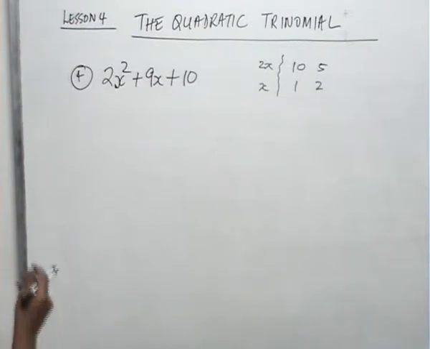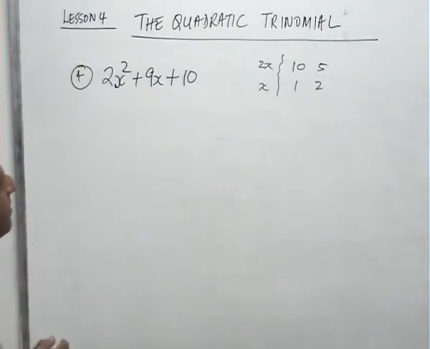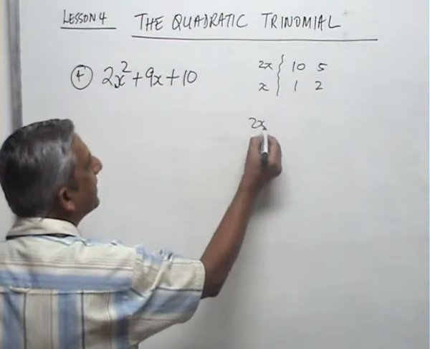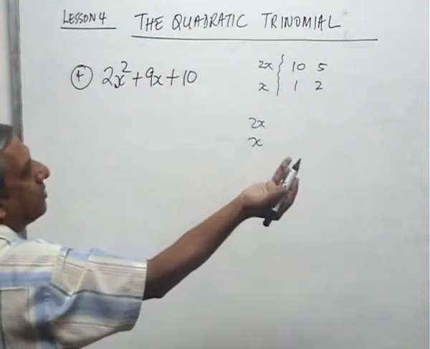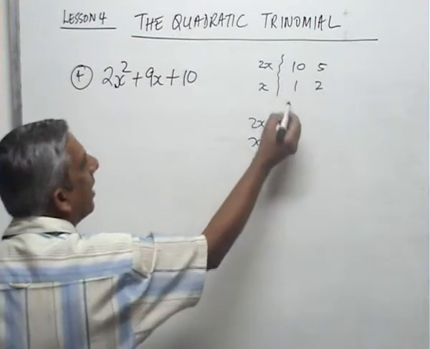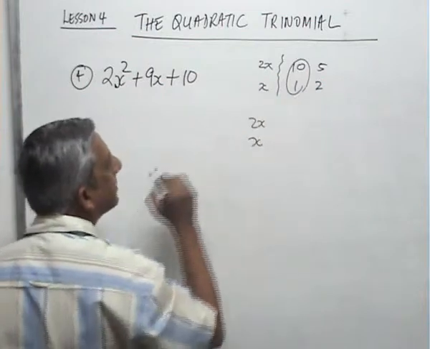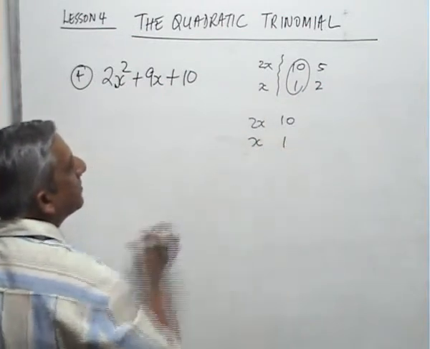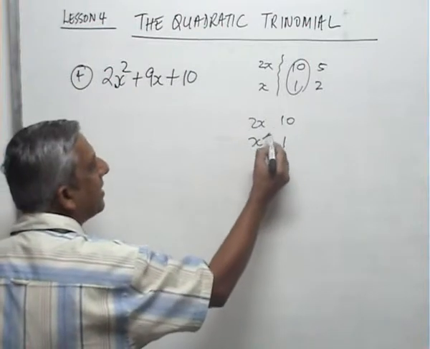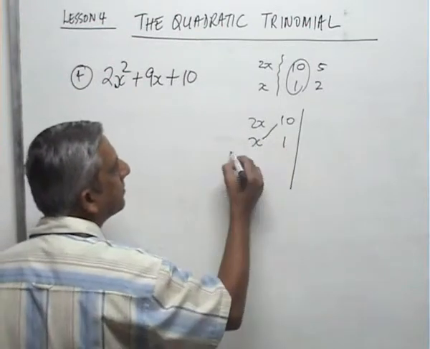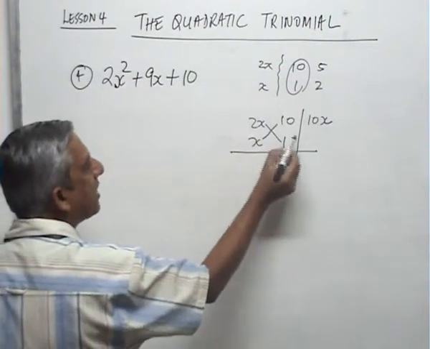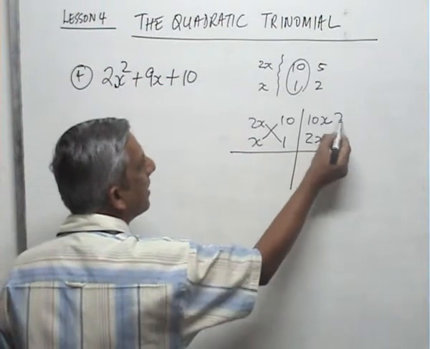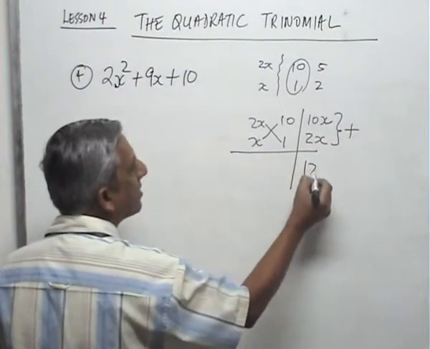Right. Then I ask myself, now, it's not as easy as 1, 2, 3. This one is a little more challenging. So there's my 2x, and there's the x. Now I don't know which one is going to give me the right answer. So what I do, I take the 10 and the 1 and I write it down here. And then I multiply like this. x times 10 is 10x. Then I multiply 2x times 1 is 2x. And then I add them up.